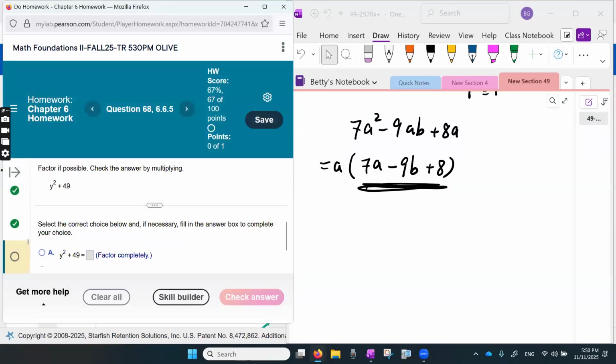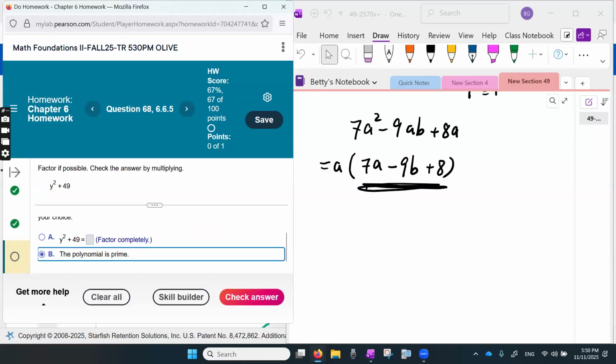Next, y squared plus 49 is a prime, okay? Yeah. This is a sum of two squares. y squared plus 7 squared. There's no GCF, so this sum of two squares is not factorable, is a prime, is not factorable in a rational number set.